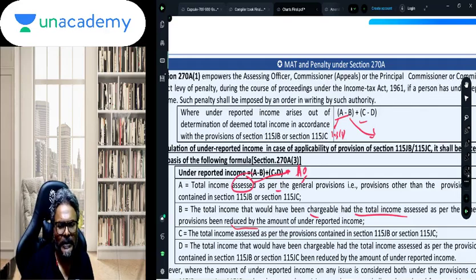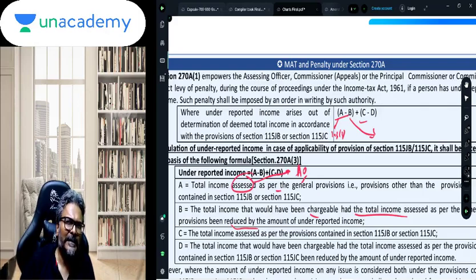That is the underreporting that will be considered. What is A over here, students? It is nothing but the total income which has been assessed under the income tax law by the AO, say under 143, and B, students, is the total income that would have been chargeable without the underreporting. So technically speaking, A minus B is nothing but the underreporting in the total income, and C minus D is nothing but the underreporting in the book profit.